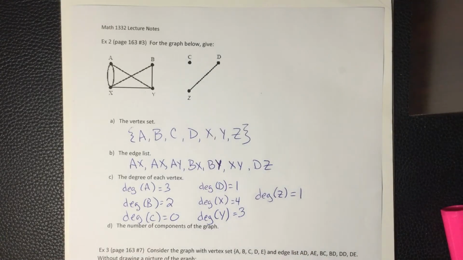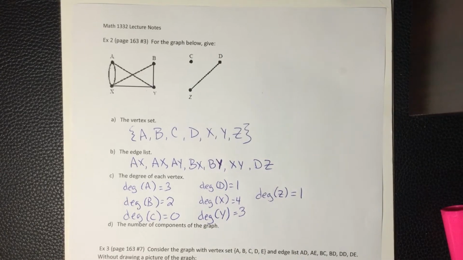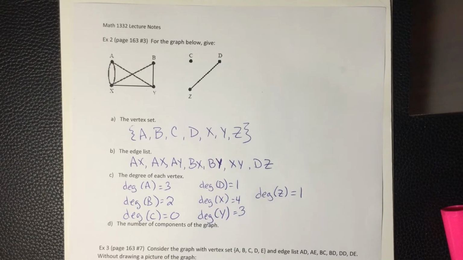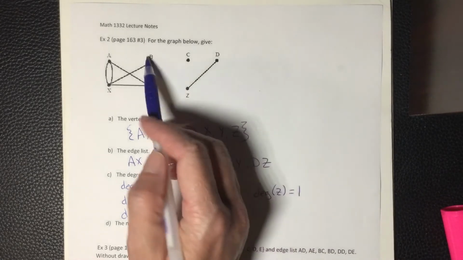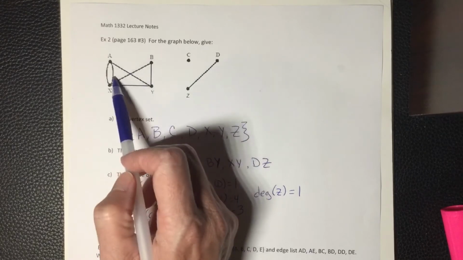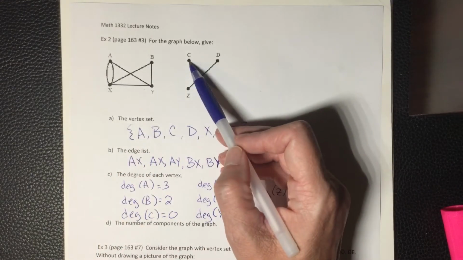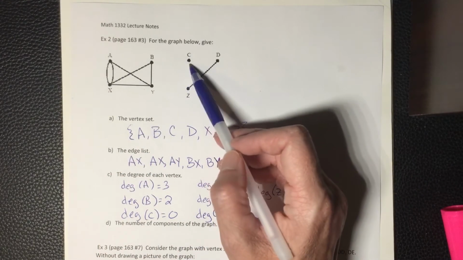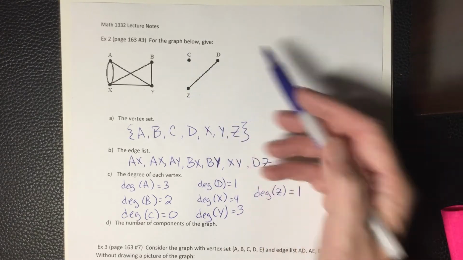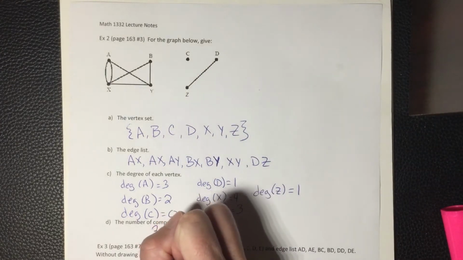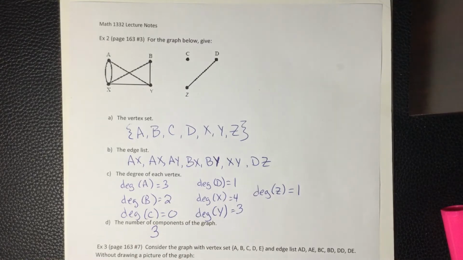Now for number of components, this is what we call a disconnected graph. So it's the number of pieces this is cut into. So here's one piece here that contains these 4 letters. C is all by itself. That is also a component. And then DZ is a component. So this graph is split up into 3 parts or 3 components.